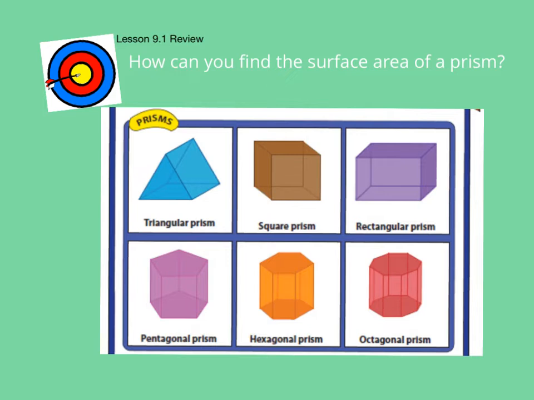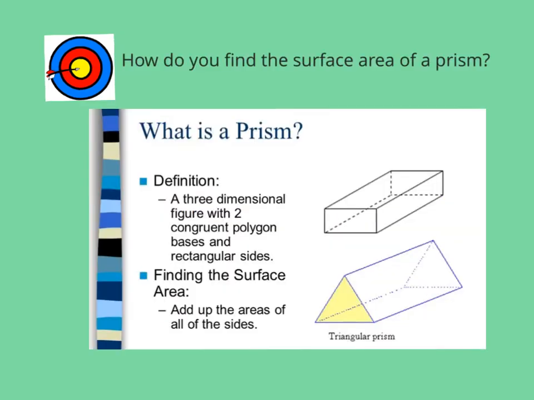All right, so lesson 9.1, just a quick review. You're finding the surface area of a prism. You saw some triangular prisms, square prisms, rectangular prisms, pentagonal prisms. You might see hexagonal prisms, octagonal prisms. So just thinking about what is a prism, it's a three-dimensional figure with two congruent polygon bases and then rectangular sides. So you can see in this triangular prism, we have two congruent bases, the triangles, and then rectangular sides going around. Will help you that they have two congruent polygon bases and then rectangular sides.